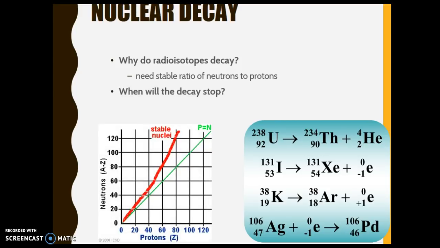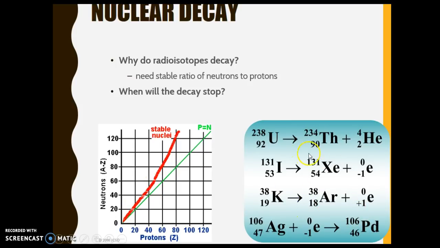When will they stop decaying? Well, they'll stop decaying when protons and neutrons are equal. So if you look at this graph, we've got protons on our X, neutrons on our Y. And this green line represents a stable atom or a stable isotope. Because if you notice, we have 20 protons, 20 neutrons, 40 protons, 40 neutrons, and similar going up. So protons are equal to neutrons. So the closer we get to that 1:1 ratio, the more stable our isotope is going to be.